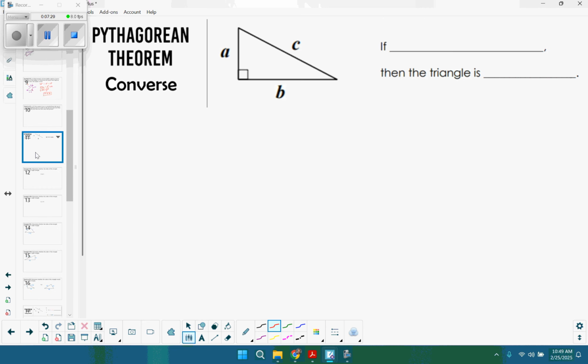So now we're going to learn about the converse. So the converse is what we can use to tell if a triangle is a right triangle. So if c squared is equal to a squared plus b squared, then the triangle is right. So it has to be equal. If it's a different symbol in between, it's going to be a different kind of triangle, and we'll talk about those in a bit. So right now we're just checking if c squared is equal to a squared plus b squared, we can call it a right triangle.